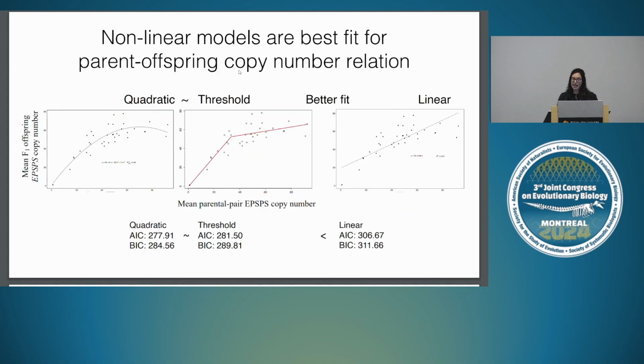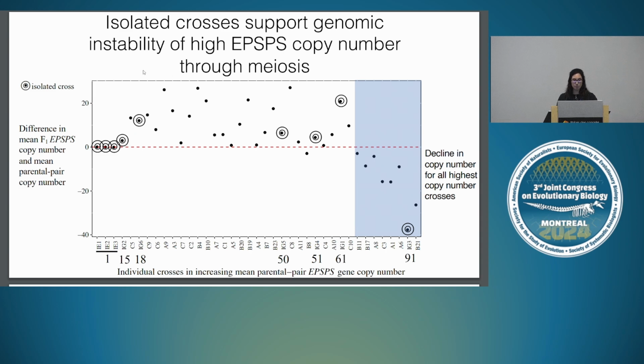So when we add these 9 really isolated crosses to our data, overall the pattern looks very similar to the large initial data set. And overall we find that both the quadratic and threshold fits to this data are a better fit than the linear, supporting this sort of nonlinear relationship between parent and offspring copy number.